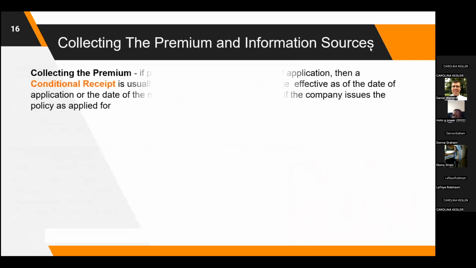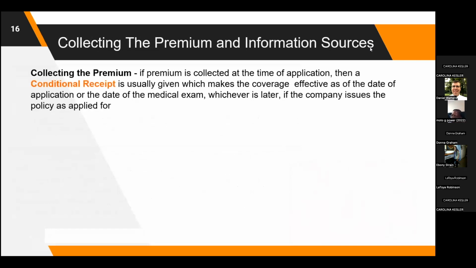So collecting the premium, the information sources. When you collect premium at the time of application, then a conditional receipt is usually given, which makes the coverage effective as of the date of application. Here's a question for you, test question. Effective as of the date of application or the date of the medical exam, whichever is later. That's an answer right there. If the company issues the policy as it's applied for, right? So whichever is later is what you'll be looking for.